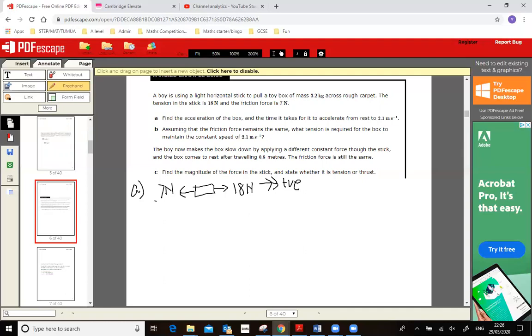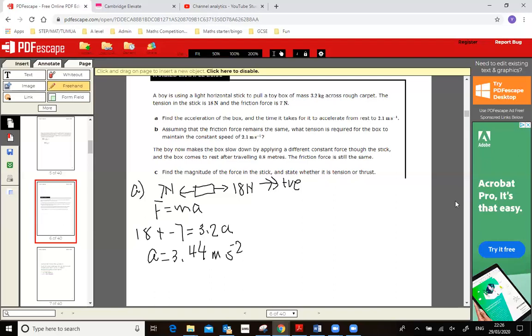So then we could use F equals ma, write down the resultant force. That would be 18 plus negative 7, and that equals the mass, which is 3.2, times the acceleration. So we can very easily work out the acceleration: 18 take away 7 is 11, divided by 3.2. That will come out to be 3.44 meters per second squared.